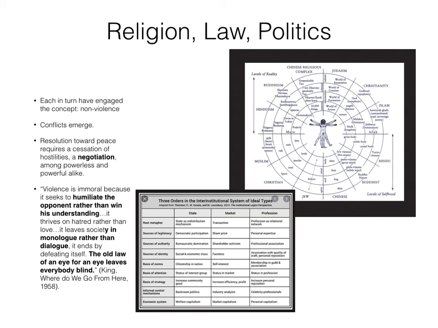And so nonviolence is not a natural thing. It's not something that exists in the natural world. Violence is everywhere. So the fact that these three institutions of religion, law, and politics have come to this concept of nonviolence is the ideal of law. It is this ideal that there could be a negotiation space. So when conflicts emerge, there has to be some agreement that there's going to be resolution towards peace, but that requires a cessation of hostilities.